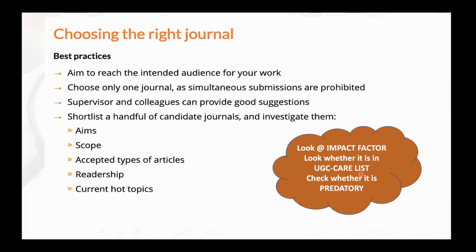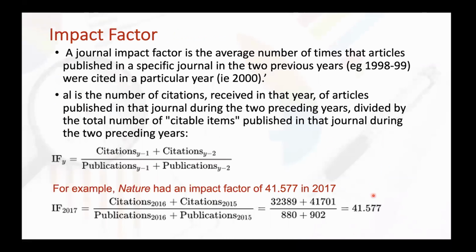Remember, almost all these Scopus indexed journals and all the journals in the Web of Science are accepted by UGC. They are in the UGC CARE list. Okay, and then check whether it is a predatory journal. All the things you have to check. These are the quality checks when you select a particular journal. Okay, then look at the impact factor. Then when you look at the impact factor, you always look at the... I will come to that later.